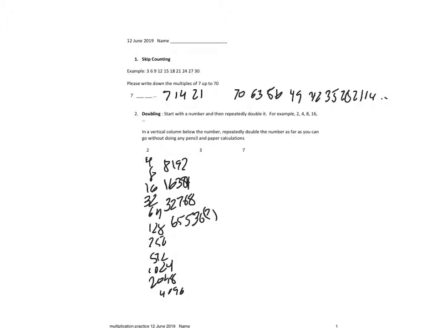Okay, let's try it with 3. So 3, 6, 12. So you see you're doubling every time. 48. Let's say you're not sure how to double. So the 48, for example, think of 40 as 40 plus 8. So we double it and we get 80 plus 16, otherwise known as 96.